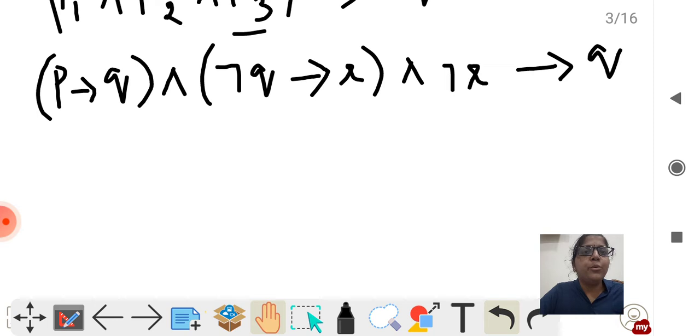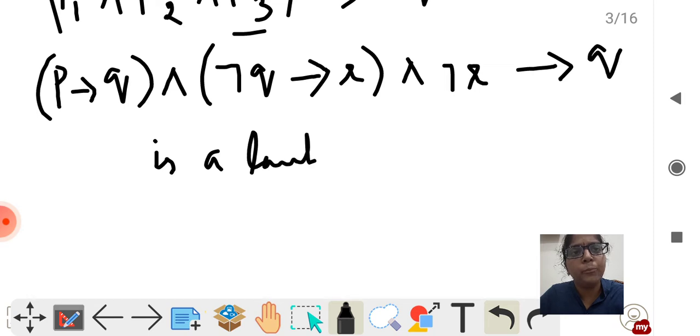Okay, so when will you call this a valid argument? You find the truth table for this compound statement, and if you get truth value 1 for all the combinations, then you get a valid argument. So this statement must be a tautology. If it is a tautology, then you can call this a valid argument.